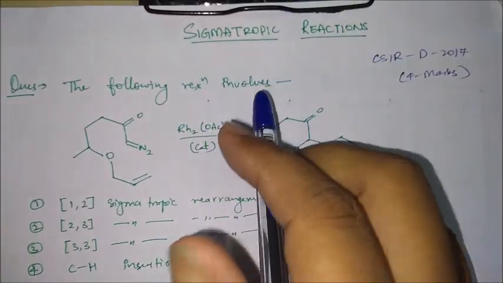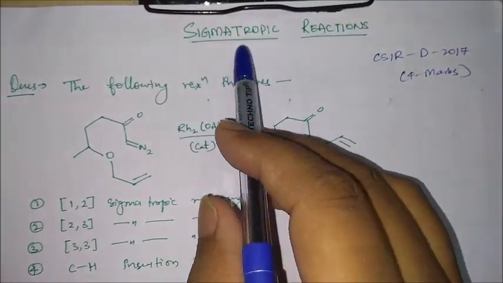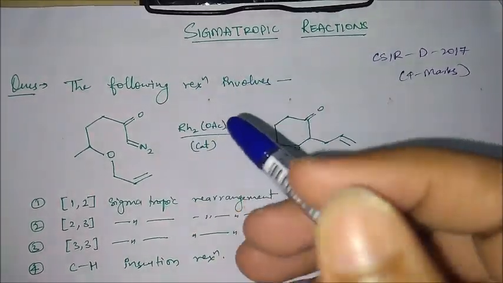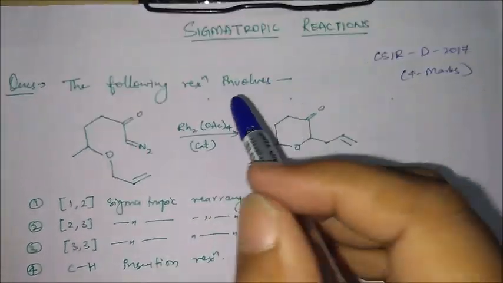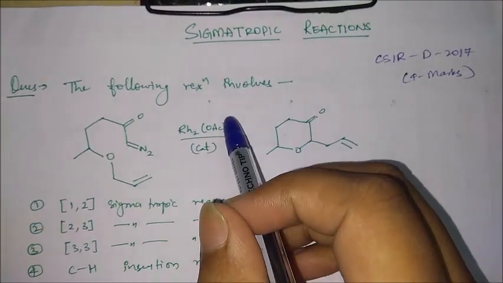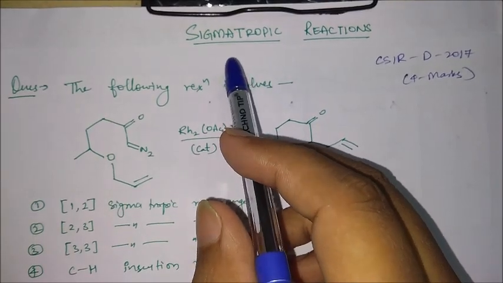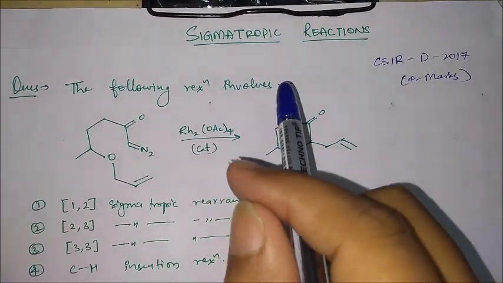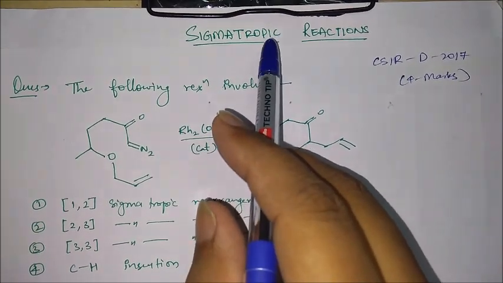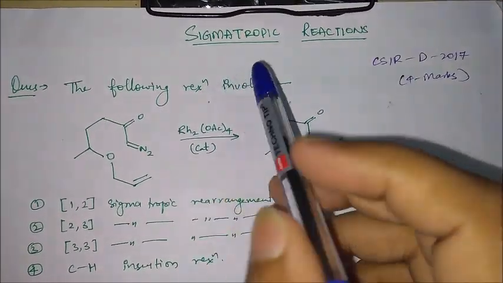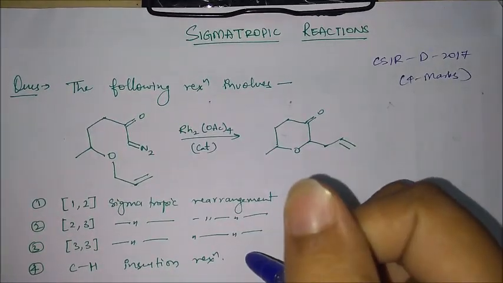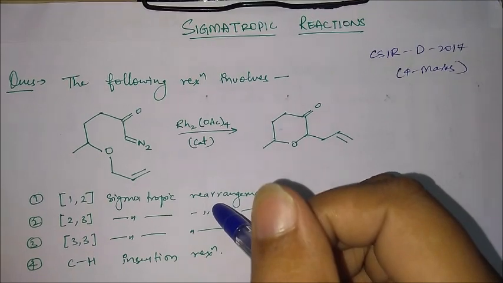Now in this video I'll be talking about the sigmatropic reaction, the stereochemistry of the reaction, and the types of the reaction. Group transfer I'm not going to include because the video will be too long if I include that topic also. So I'm just leaving group transfer for now, and I'll make it afterwards. After understanding the concept, we'll be solving questions which have been asked in the previous CSIR NET exams.